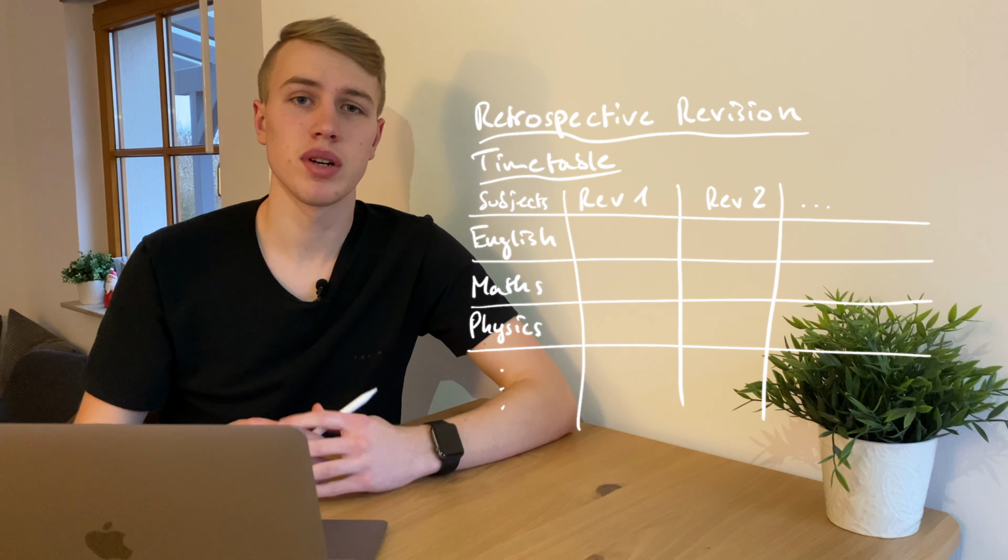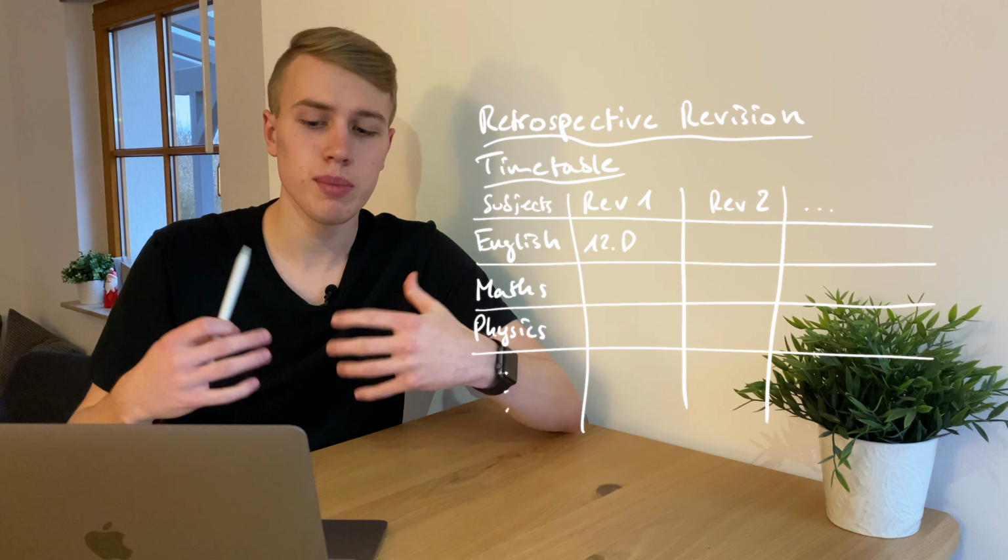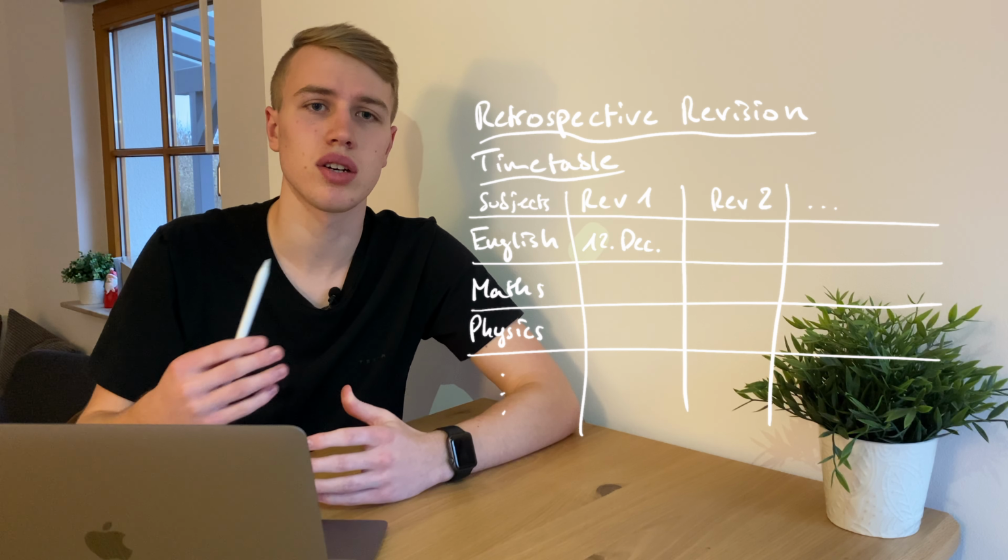So you, for example, did the revision for English on the 12th of December and you did pretty well. Then you'll take the first column with the heading Rev 1, which means revision 1, because it was the first time you revised this topic, and you'll color code it in green as you felt pretty comfortable with that.